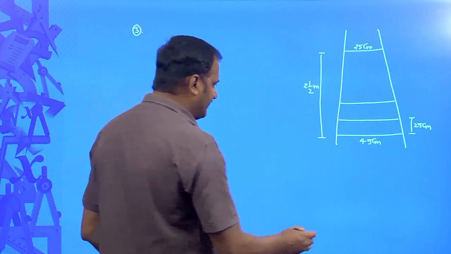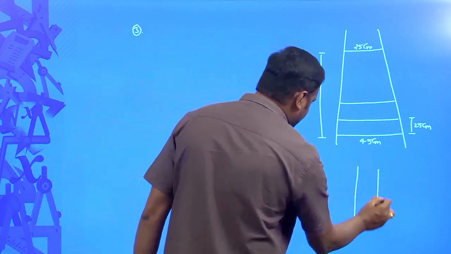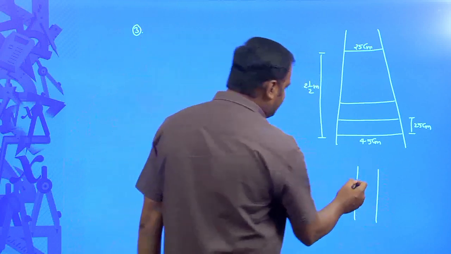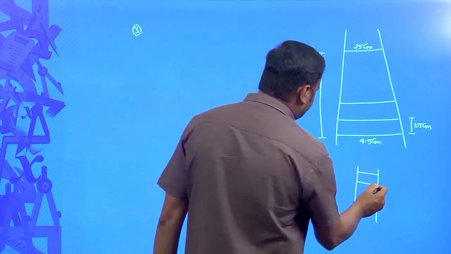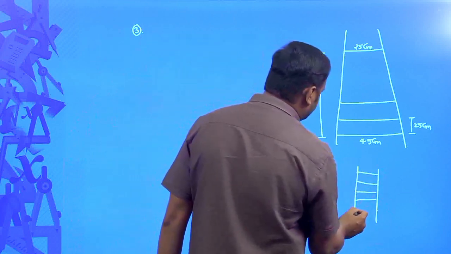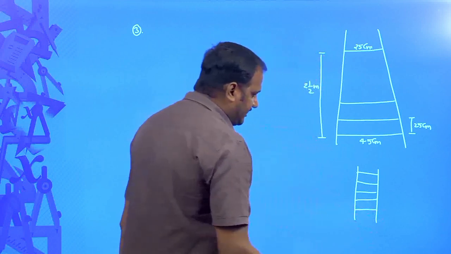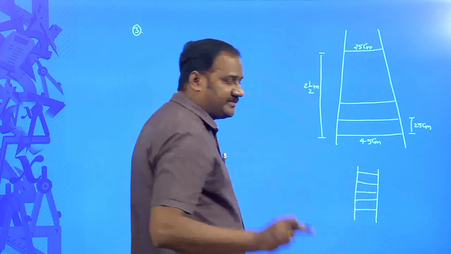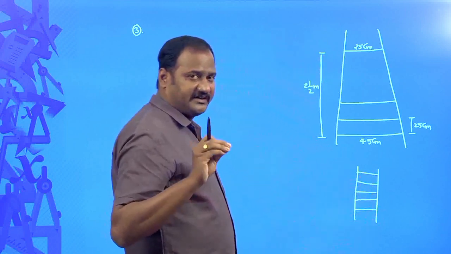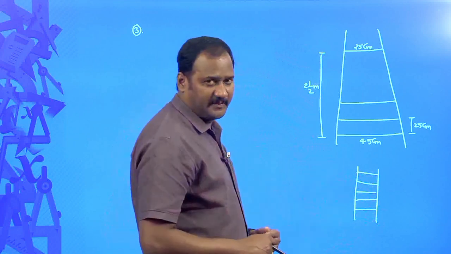For example, you have a ladder like this, okay. I am just taking the ladder. This is the first rung, this is the second rung, this is the third rung, this is the fourth rung, this is the fifth rung. See, if there are 5 rungs, then how many gaps are there? If there are 5 rungs, the number of gaps is equal to 4.